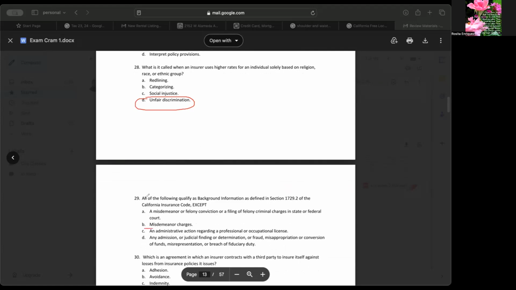Okay. All of the following qualify as background information as defined in Section 1729.2 of the California Insurance Code, except the misdemeanor charges.